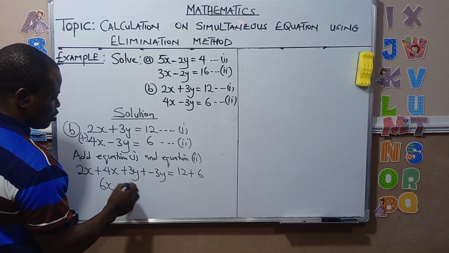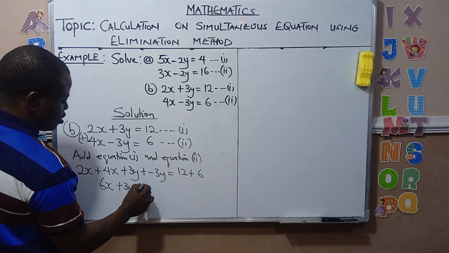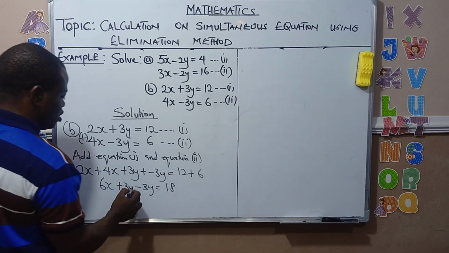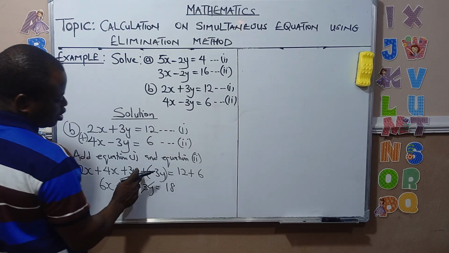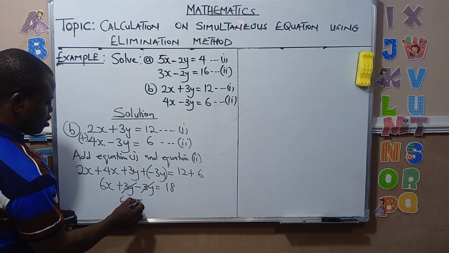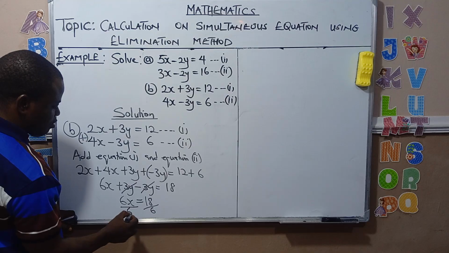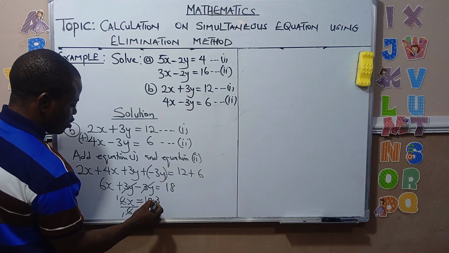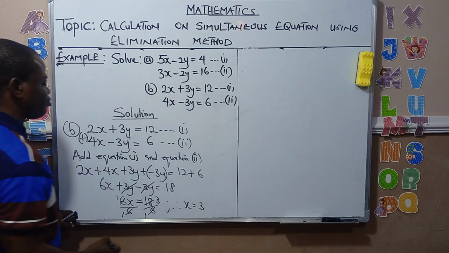Plus 3y plus minus 3y, equals 12 plus 6, that's 18. 3y will cancel minus 3y. Let's put this in brackets so that we can see that positive and negative give us negative. We are left with 6x equals 18. Divide both sides by 6 so that I can get our x. 6 cancels 6, 6 and 6, 1. 6 and 18, 3. Therefore, x equals 3.